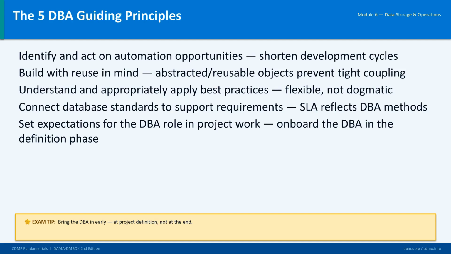Database administrators follow 5 guiding principles. 1. Identify and act on automation opportunities to shorten development cycles. 2. Build with reuse in mind, using abstracted, reusable data objects to avoid tight coupling. 3. Understand and appropriately apply best practices, being flexible rather than dogmatic about them. 4. Connect database standards to support requirements, so the service level agreement reflects the methods the DBA recommends. And 5. Set expectations for the DBA role in project work, and importantly, that means onboarding the DBA during the project's definition phase, not at the end. The recurring theme: bring the DBA in early.